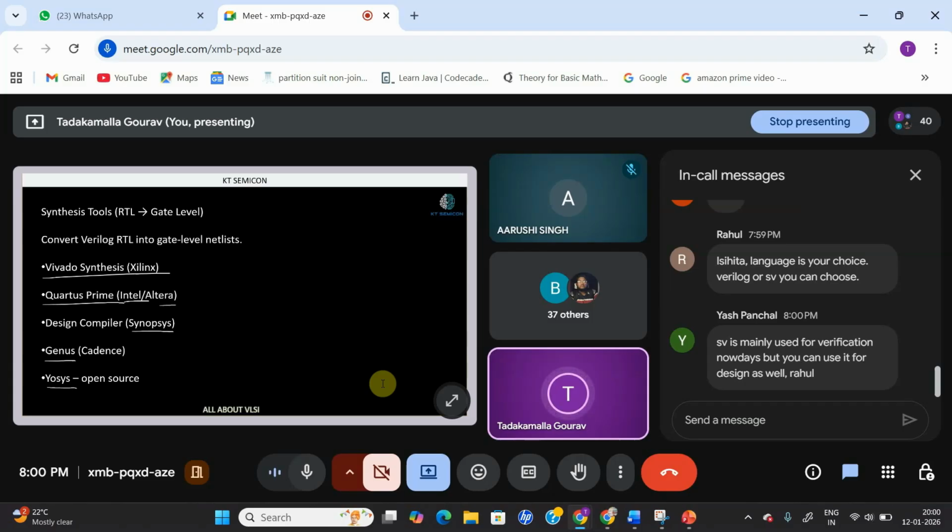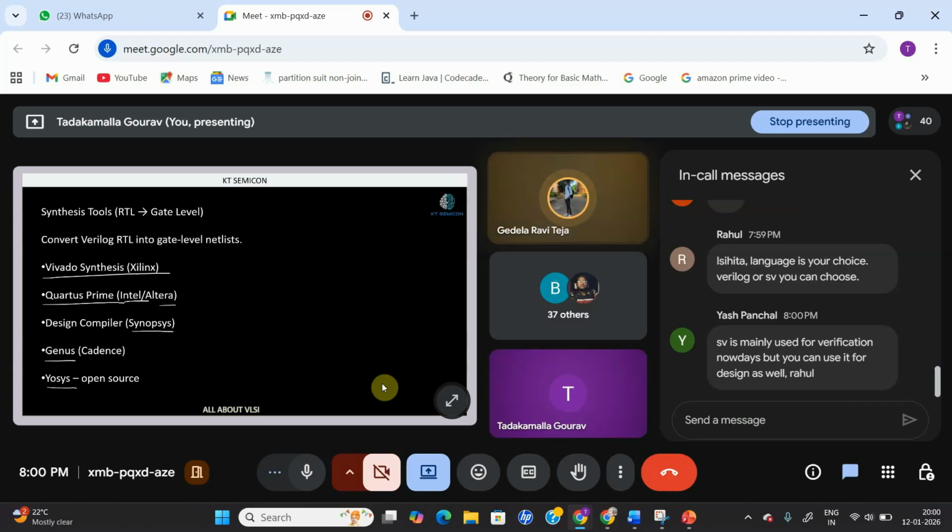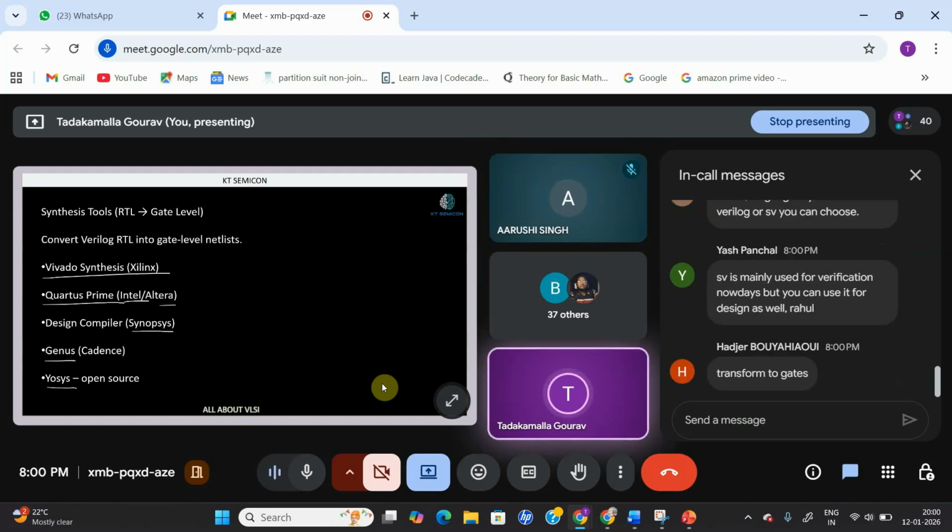What do you mean by synthesis? Can anyone tell me? Exactly. So converting RTL code into gate level netlist so that it can be implemented on your physical chip, right? Okay. Yeah.